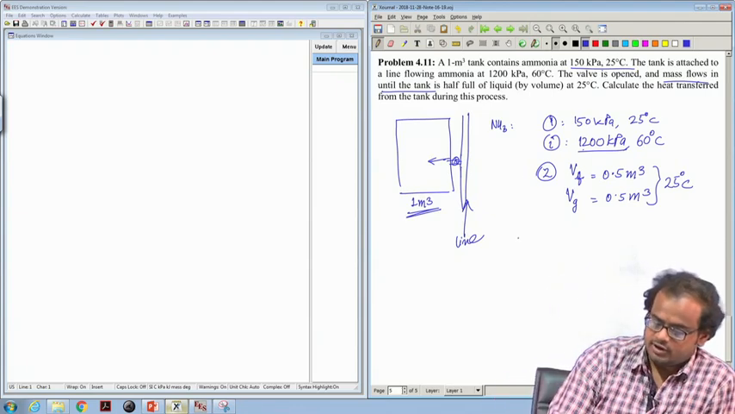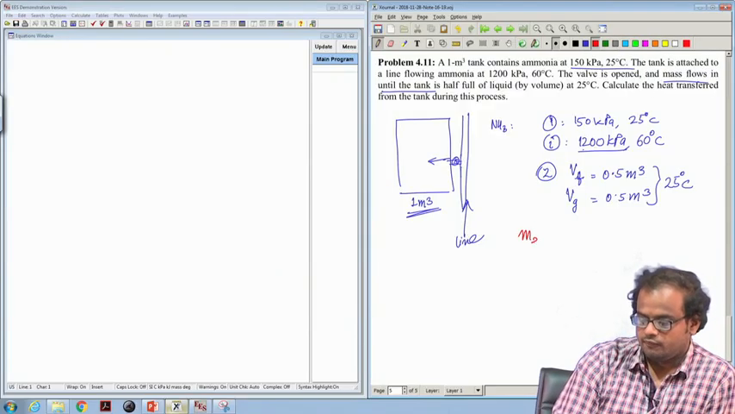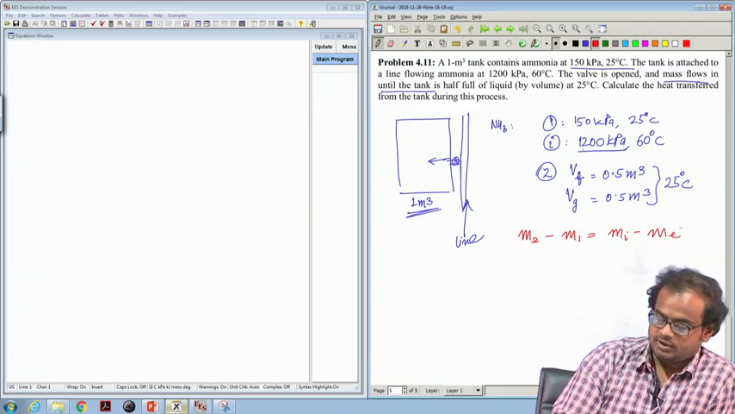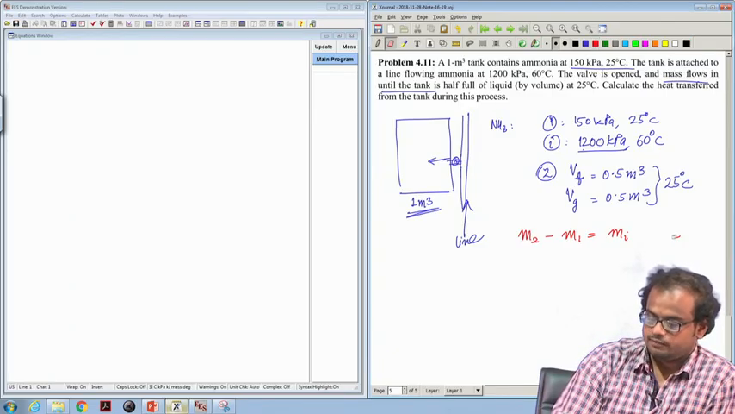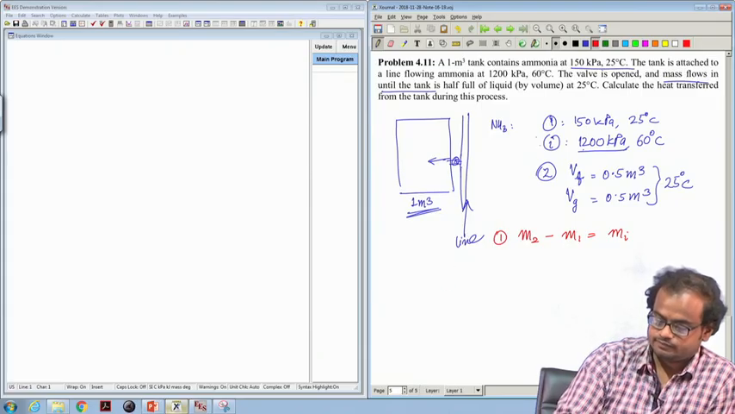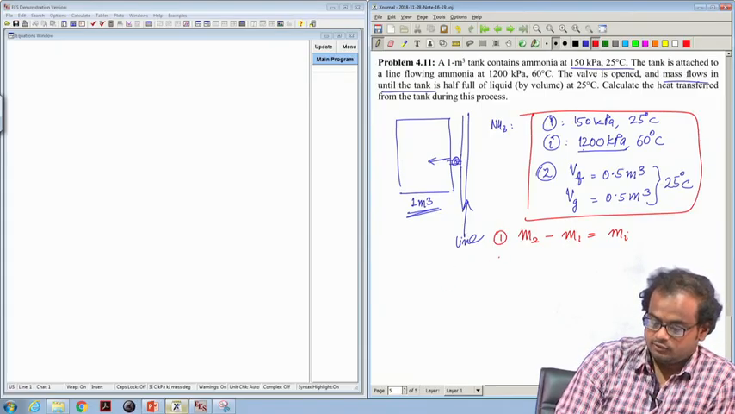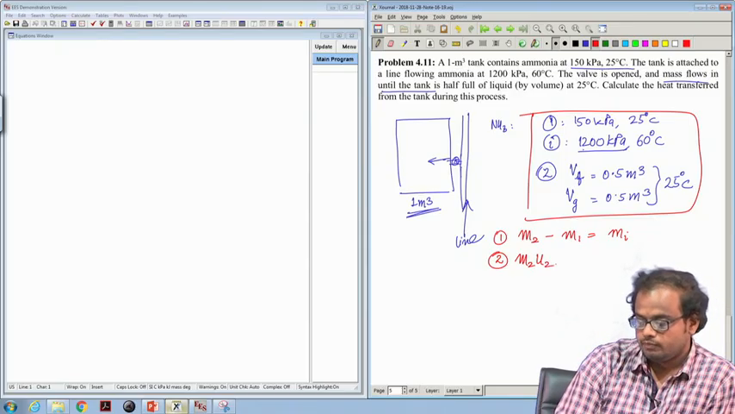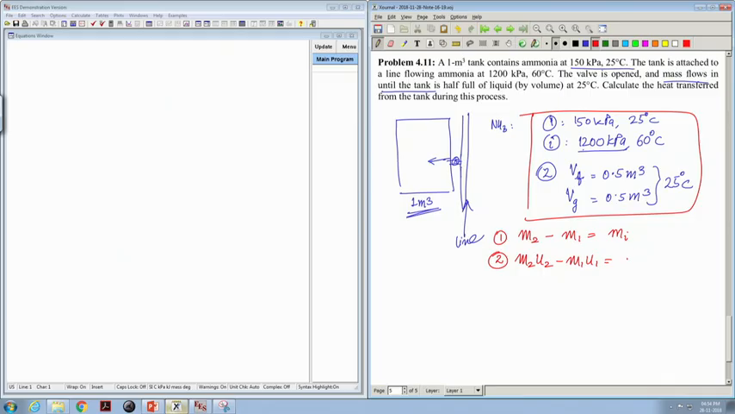Let us first write down the conservation of mass. Obviously, M2 minus M1 is equal to Mi minus Me, but here there is no exit, thus Me vanishes. So, this is the conservation of mass. These are all the states. The second thing is to write down the conservation of energy: M2U2 minus M1U1 is equal to Q minus W plus Mi Hi minus Me He. Given that there is no exit, this term vanishes, and also given there is no work done by the system or on the system, the work done vanishes.